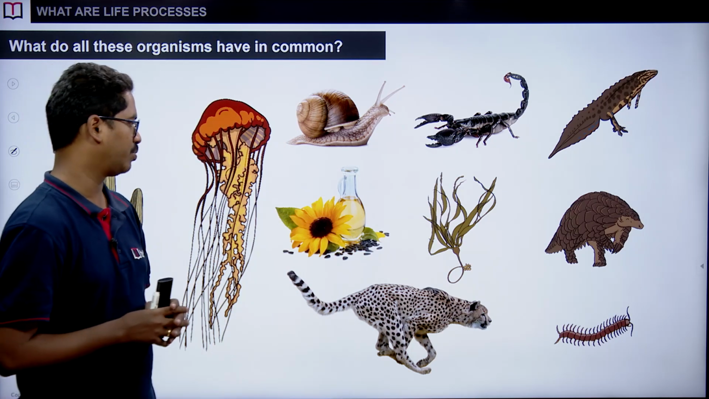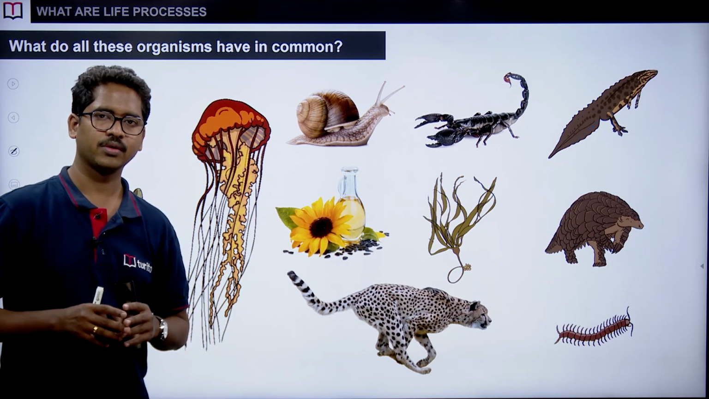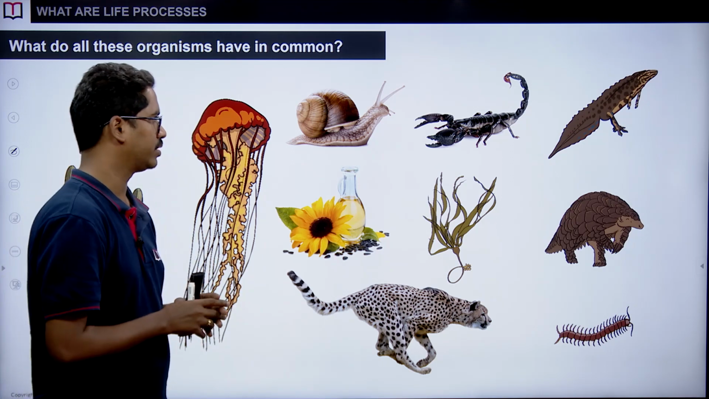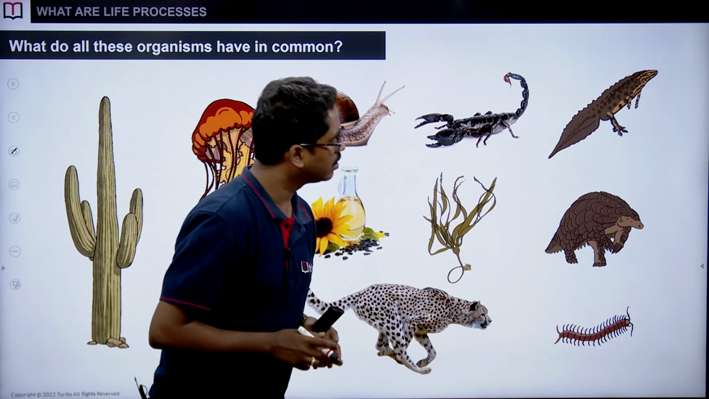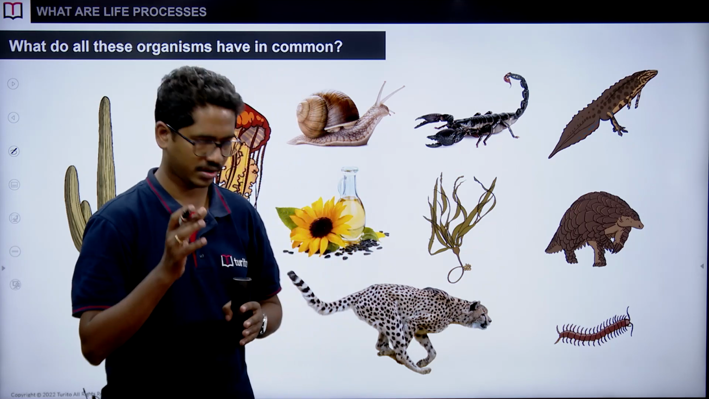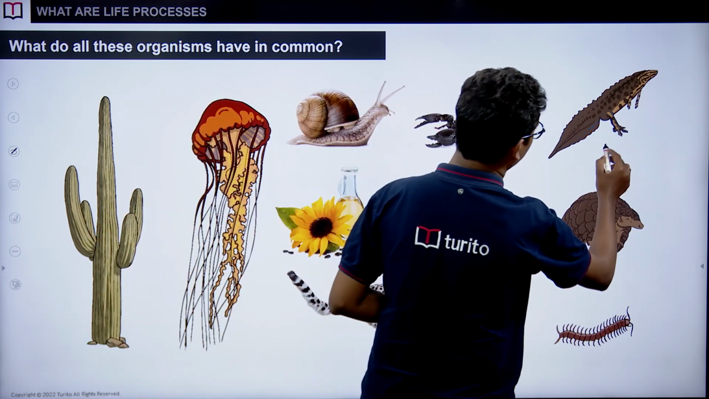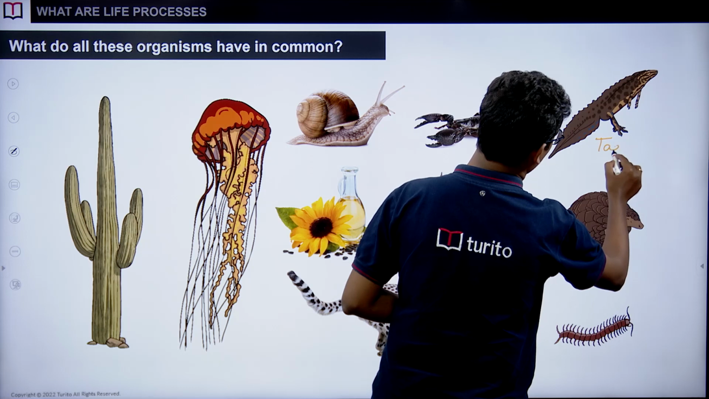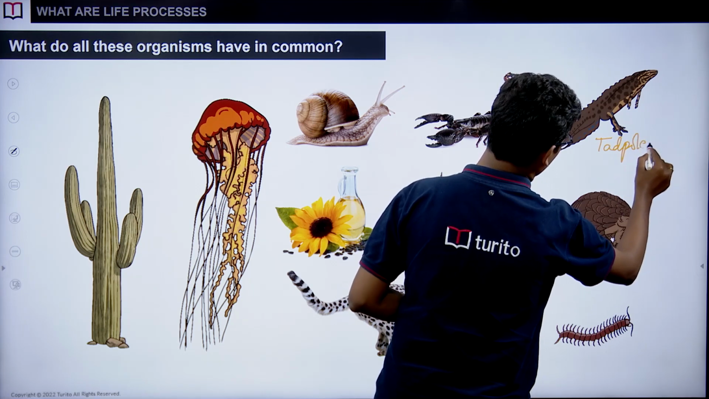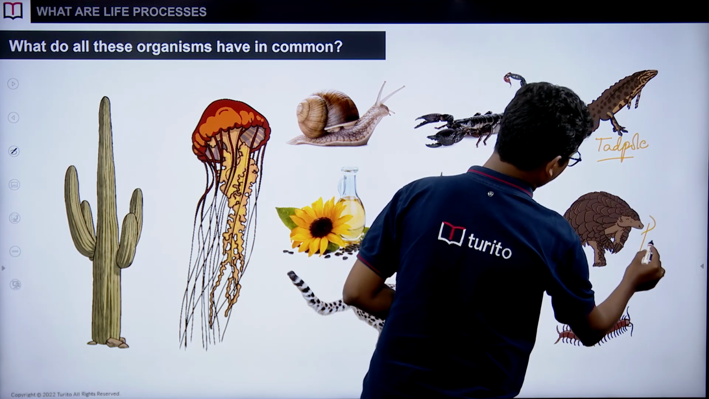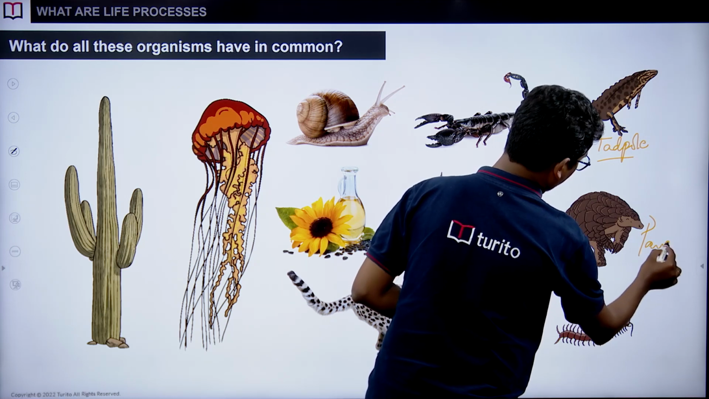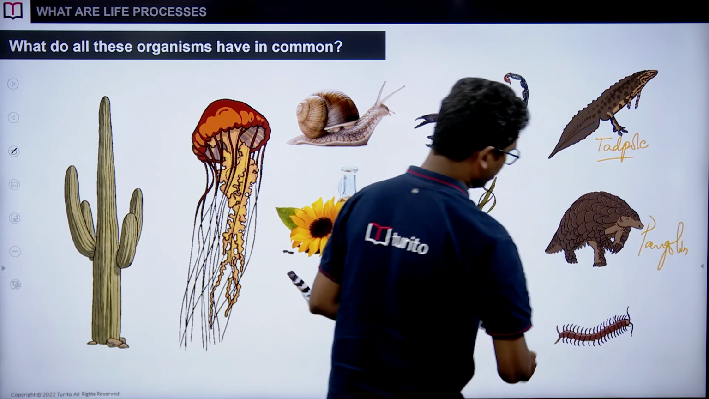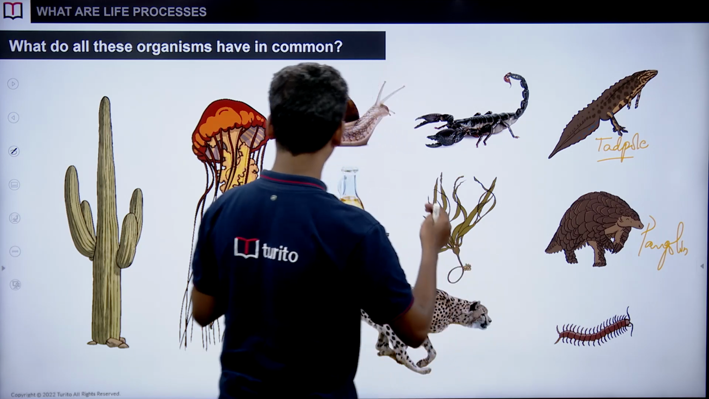Just let's listen to me. I see good responses. So there are so many organisms given here. It's quite simple to understand. So you see, oh sorry, that's a tadpole. I said crocodile, right? That's a tadpole you're looking at here. And this is a pangolin. That's a centipede.